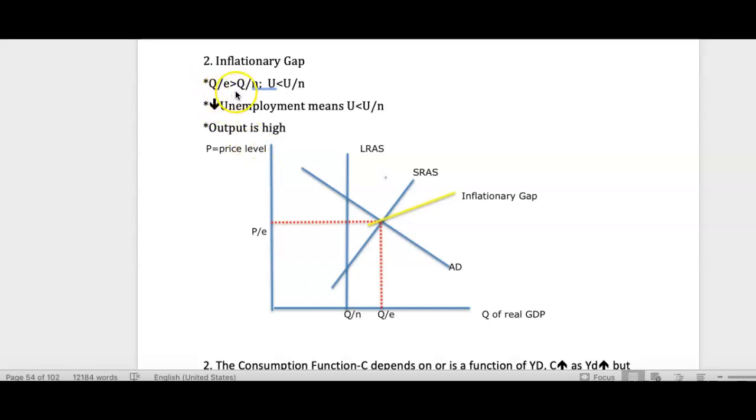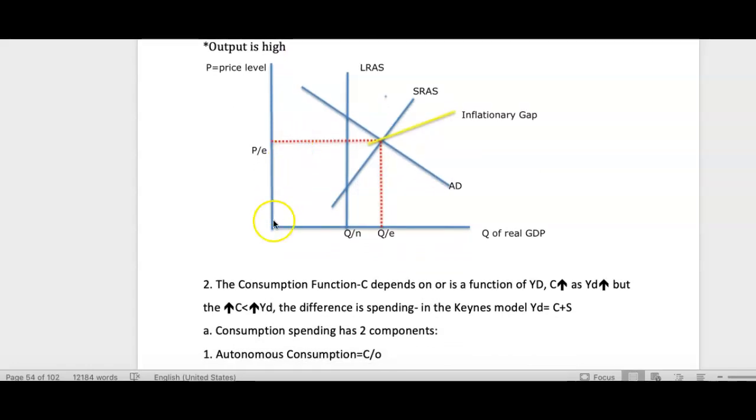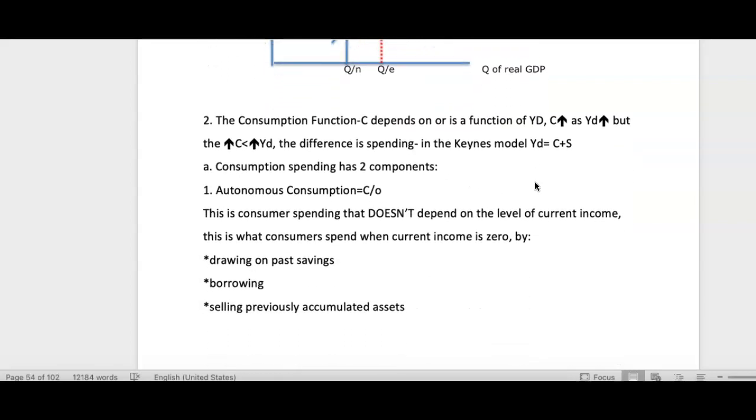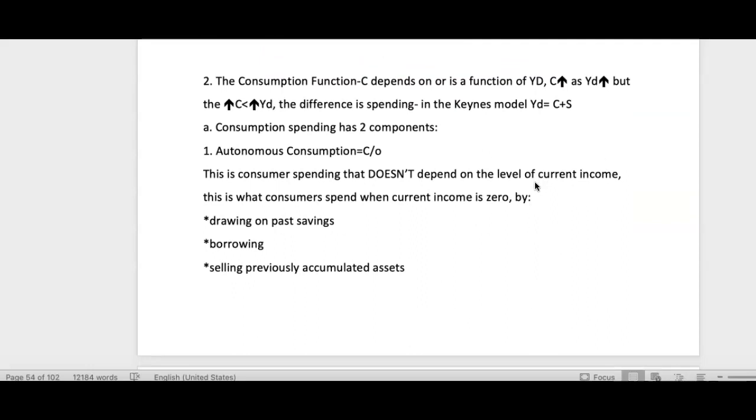So if the real quantity produced is greater than our potential, that means the unemployment level is less than the natural rate of unemployment. Unemployment that is really low means that output is high, but so are prices. And this amount right here is the inflationary gap. All right, so I'm going to stop there, and the next segment will be on the consumption function.